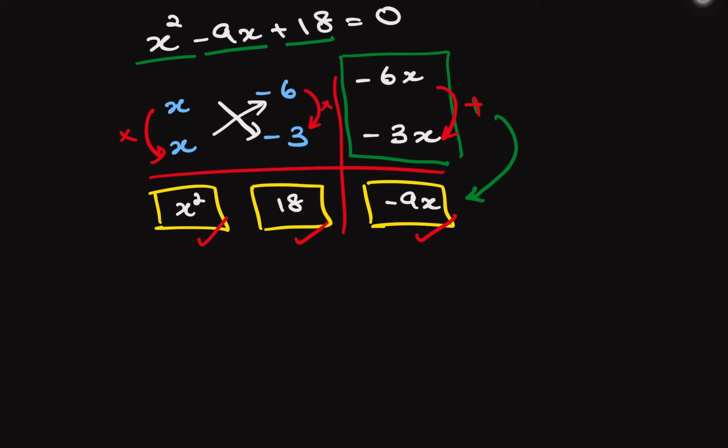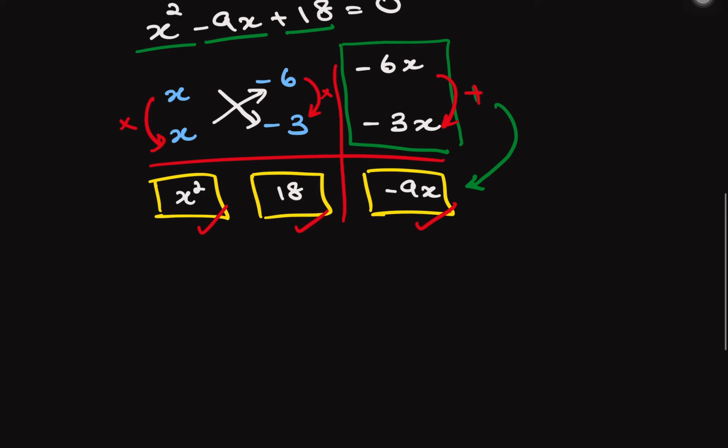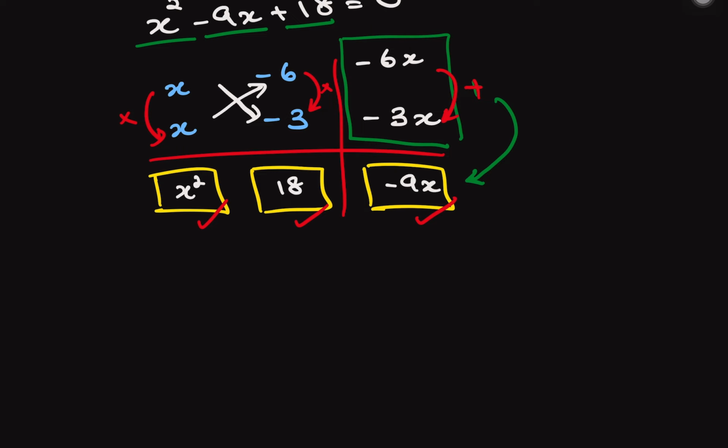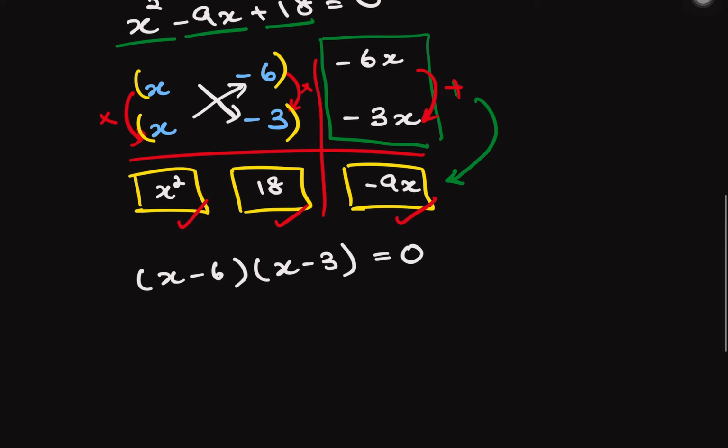Now, how do we write the answer? The answer is written in this way, where the terms on the left are equal to x minus 6 bracket x minus 3 equals to 0. Now we have a factorized form of the equation.